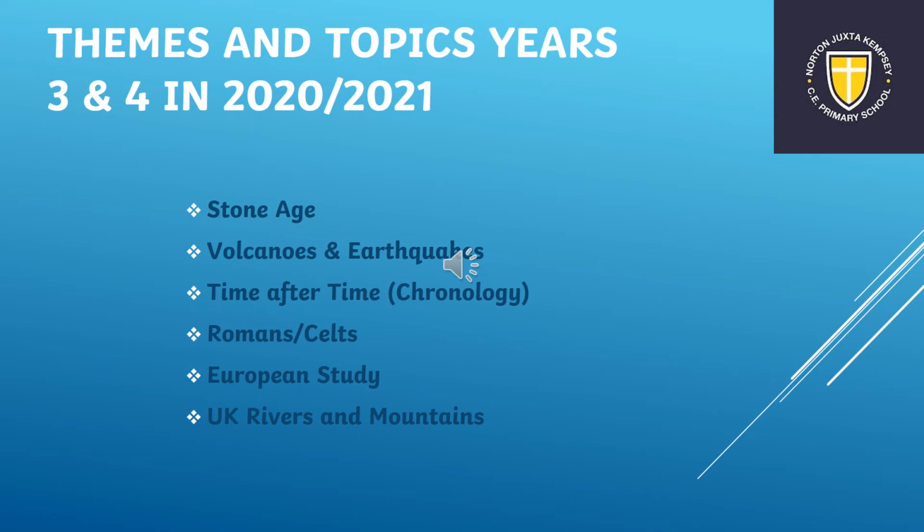And then in the summer term, we're going to be looking at a geography topic, which is a European study where the children will be comparing a country in Europe with the United Kingdom. And then finally, in the last summer term, the children will be finishing off with another geography topic, which looks at the UK rivers and mountains.